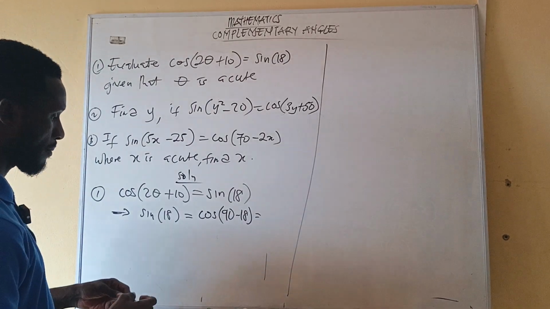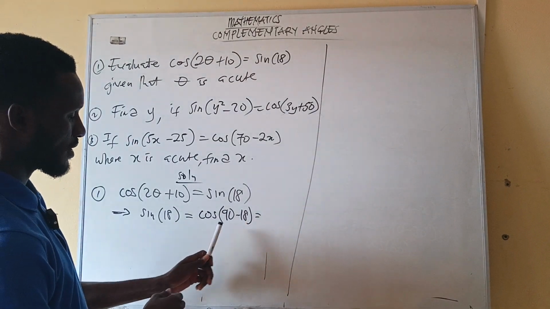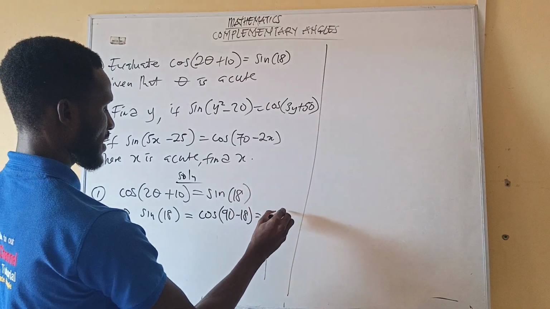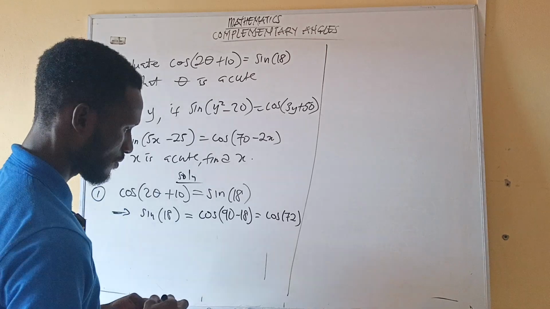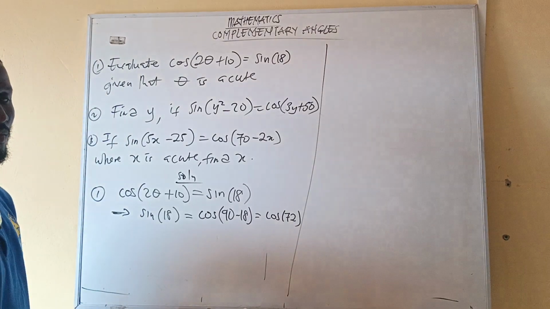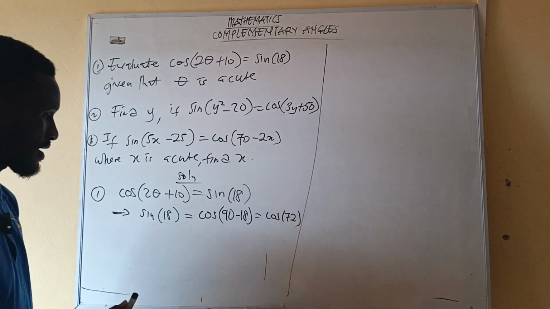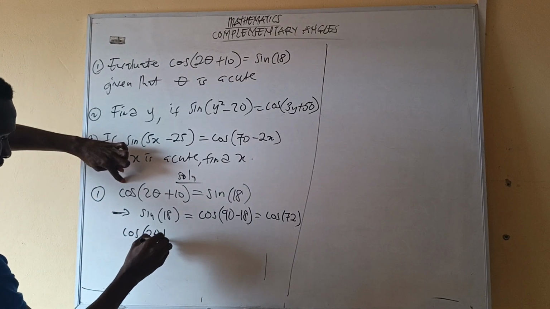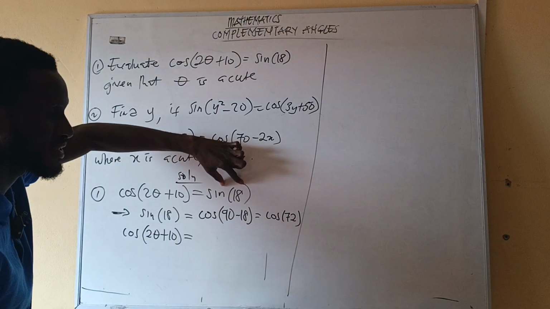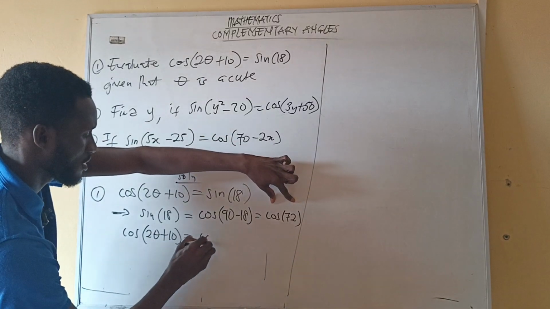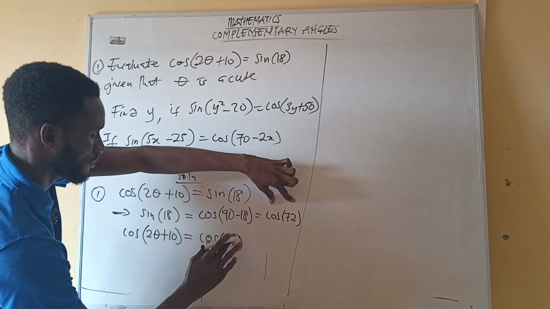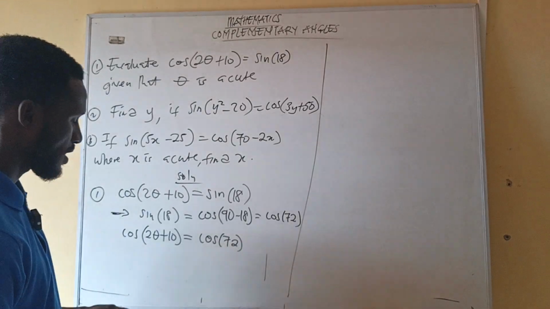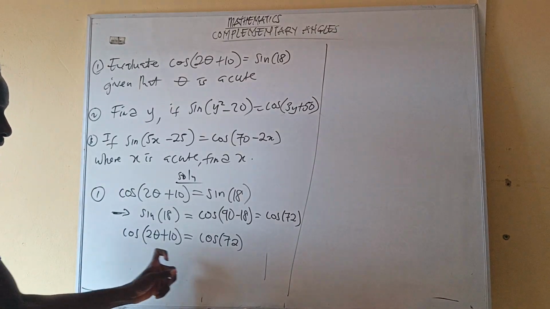So 18 minus 90. When you subtract 10 from 90, you're going to get 80. When you subtract 8 from 90, you're going to get 72. So this one is the same as cos 72. I hope you understand. So it means that cos 2 theta plus 10 is the same as sine 18. Sine 18 is the same as cos 72. You see how we are applying? It's very simple.